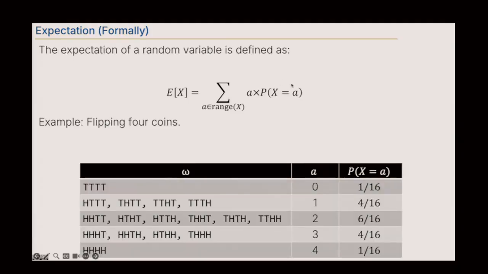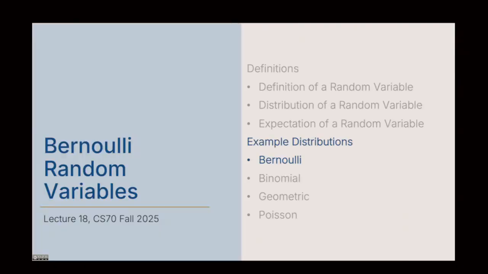Okay, so why does this make sense? Let's consider the case of flipping 4 coins. If we want to know what the average should be, when we compute this expectation, it's simply each of these numbers, a, times the probability you get this value. So 0 times 1/16 plus 1 times 4/16 plus 2 times 6/16 plus 3 times 4/16 plus 4 times 1/16. I'll give more of an argument for why this makes sense, but if you actually compute this sum, you get 2.